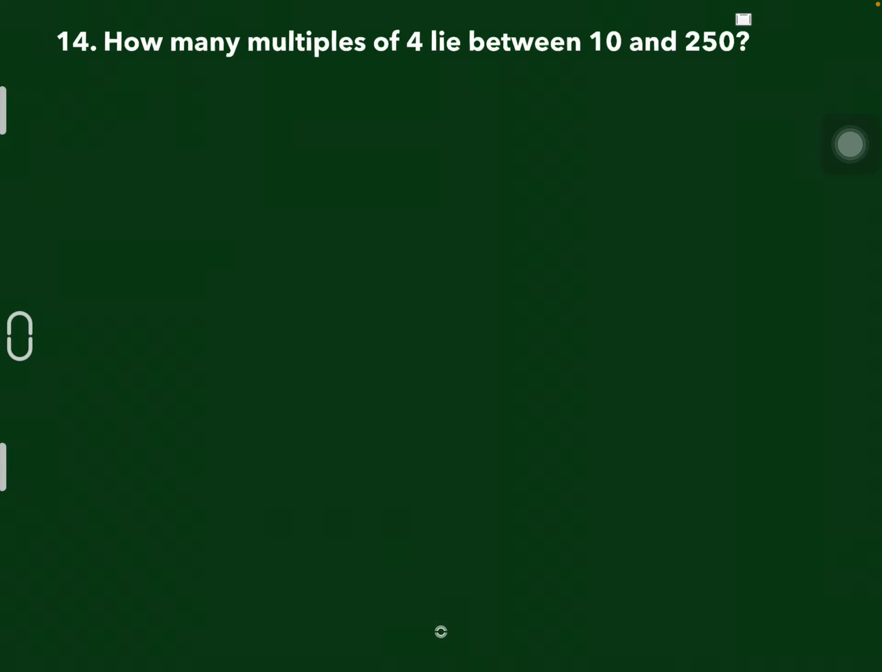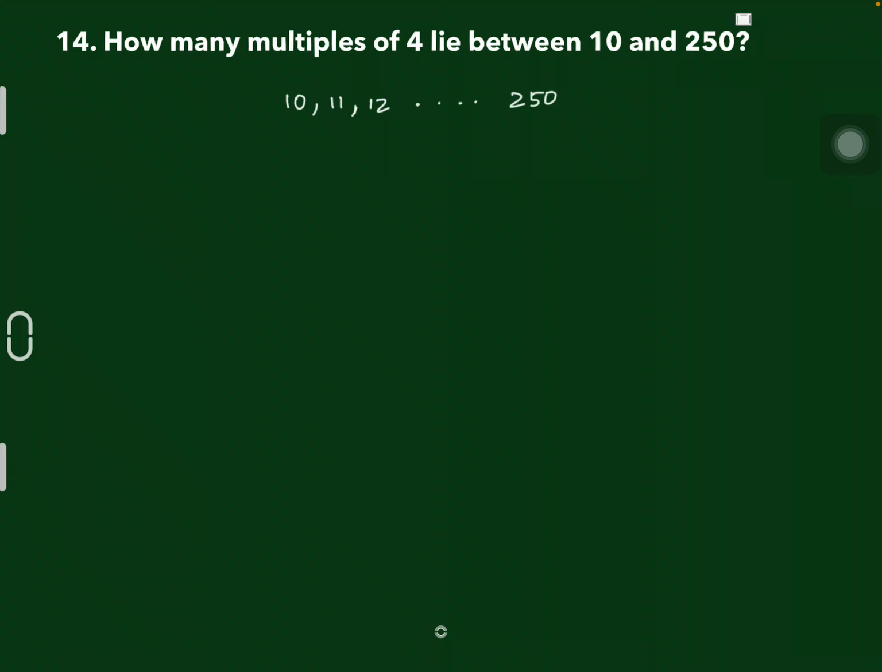So, let us see the next question. How many multiples of 4 lie between 10 and 250? So, what are the numbers given? 10, 11, 12 etc. up to 250. In this, how many multiples of 4 lie between 10 and 250?